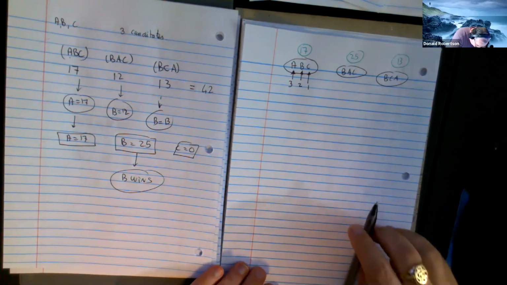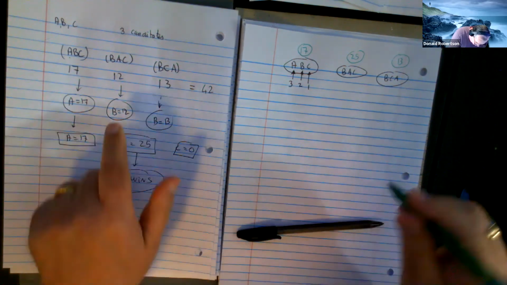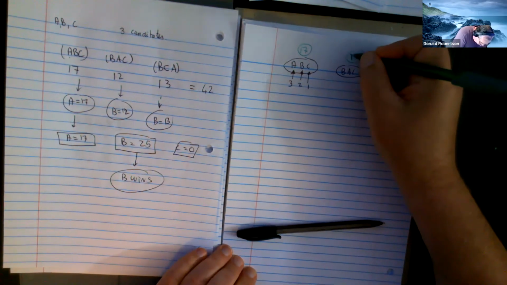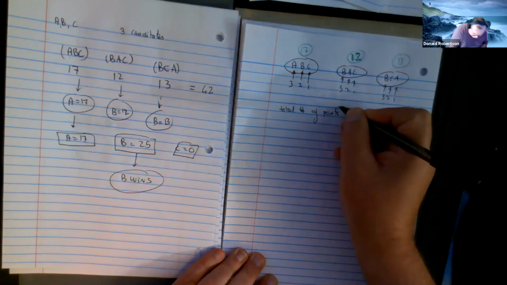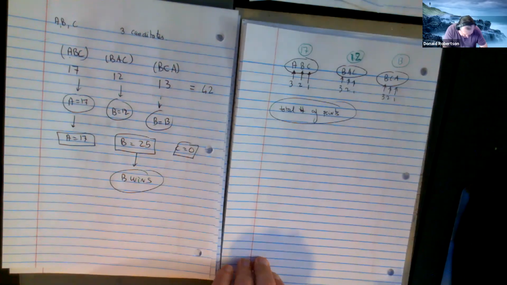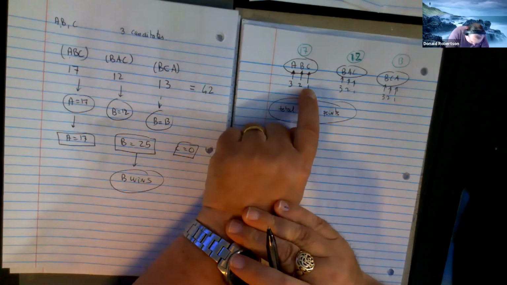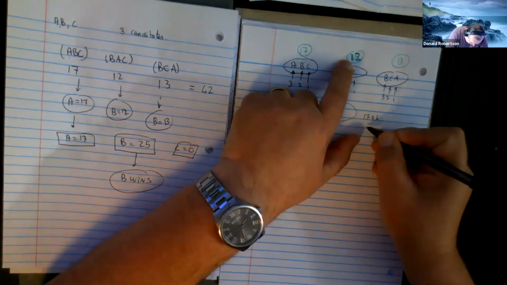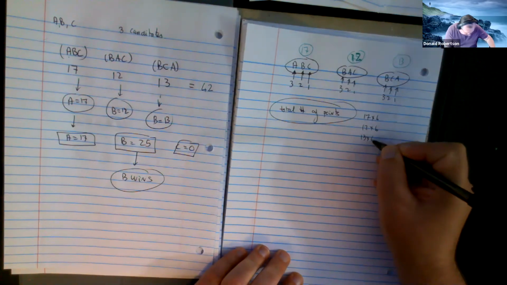There's 3 points, 2 points, and 1 point. First, the total number of points has to be calculated. It's kind of helpful to know that. 3, 2, and 1 give you 6. So that's 17 times 6, 12 times 6, and 13 times 6.